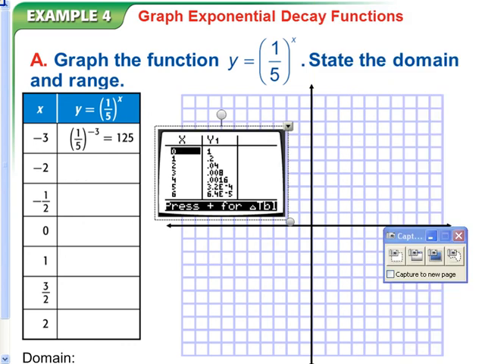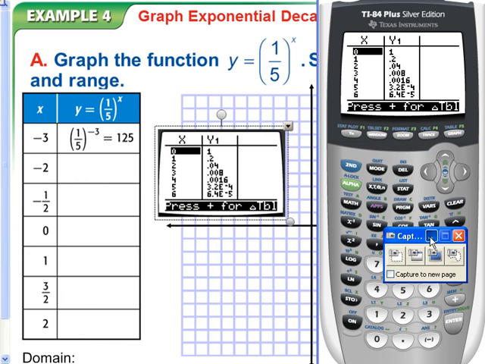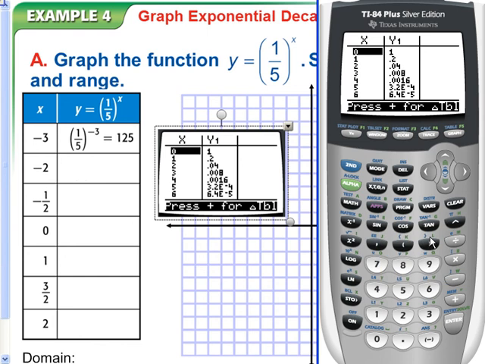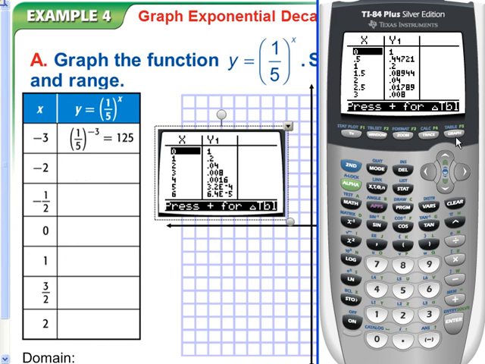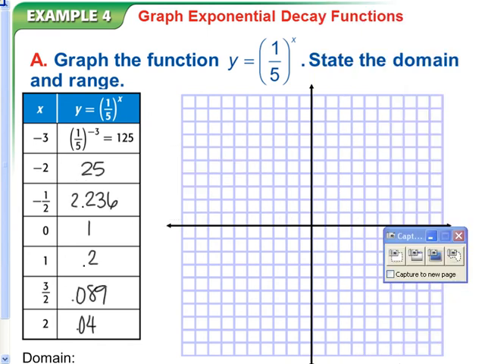But as I do that, I realize they're actually going up by a half step, or at least on some of them. So let's go to second window and change our table set to go up by 0.5s rather than 1. So I press second window to get there, and now you go back to second graph. And so we've got those. And then we can plot those as well.